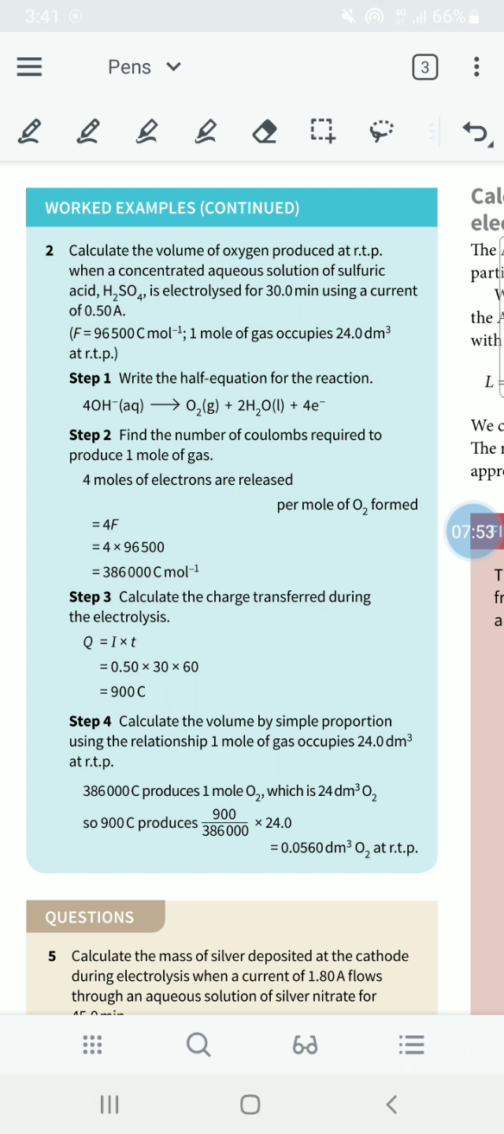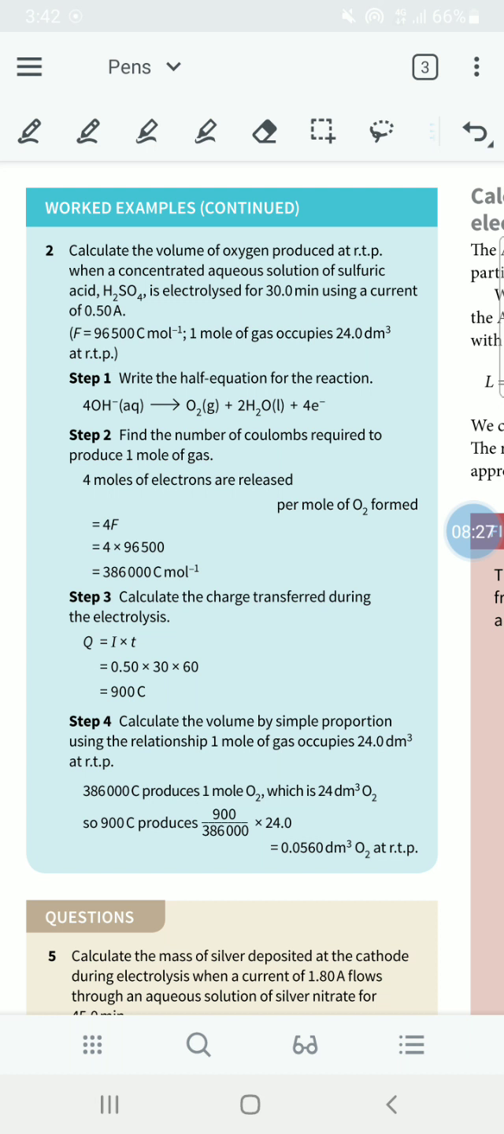So what happens is, oxygen is being produced. They are talking about oxygen. So 4OH minus dissociates into oxygen plus water while releasing 4 electrons. Because 4 electrons are required, the amount of charge is 4F. So for each mole of oxygen that is being produced, 386,000 coulombs per mole of charge is required.